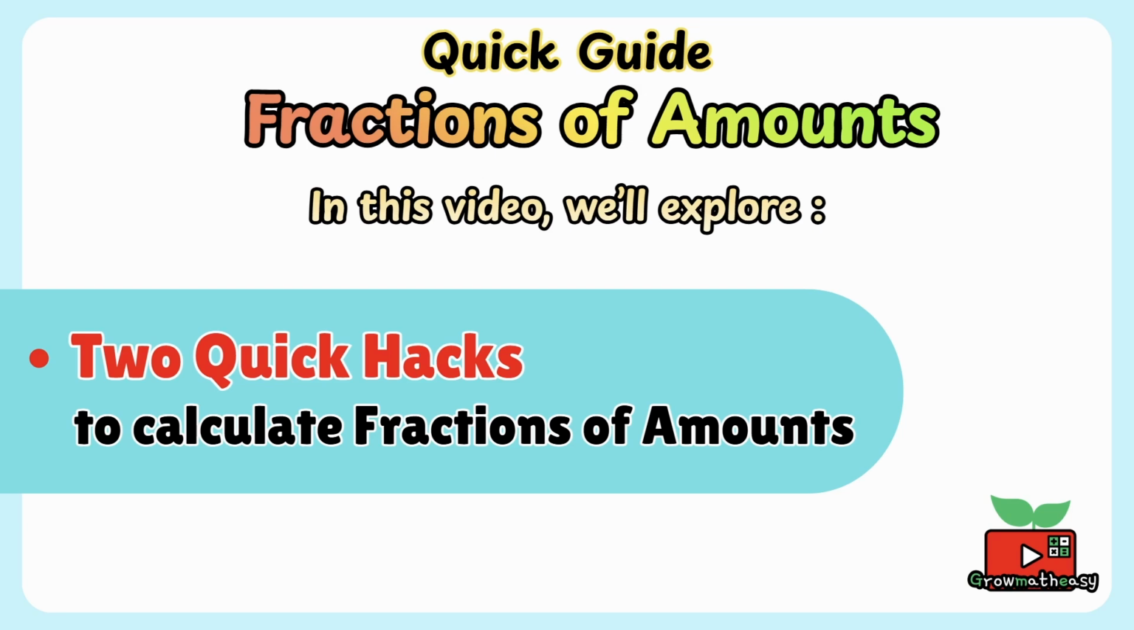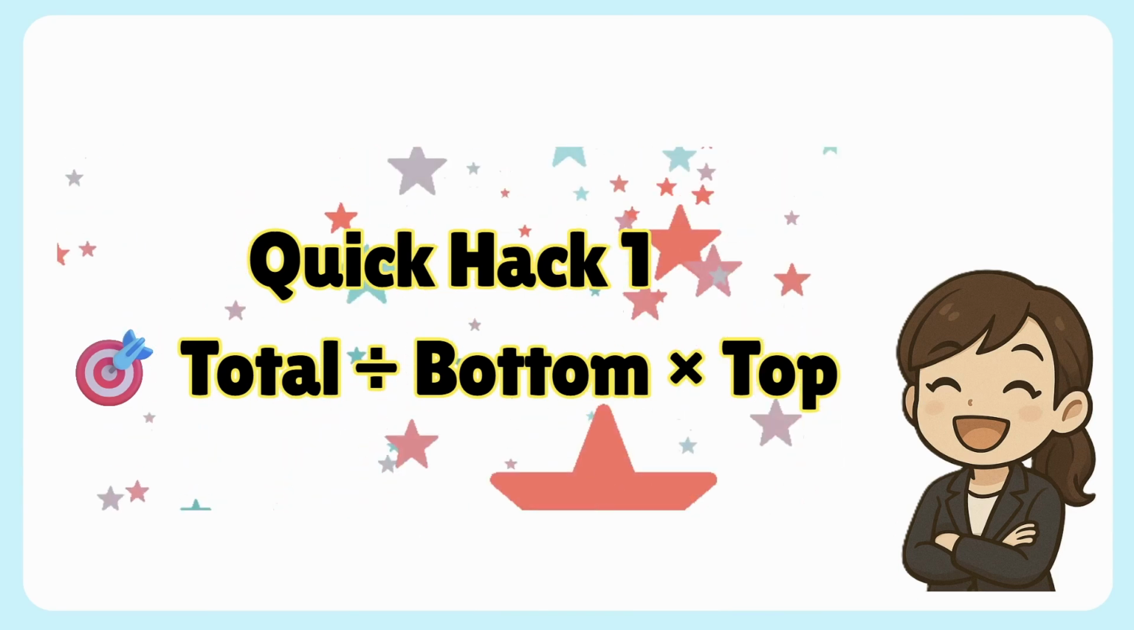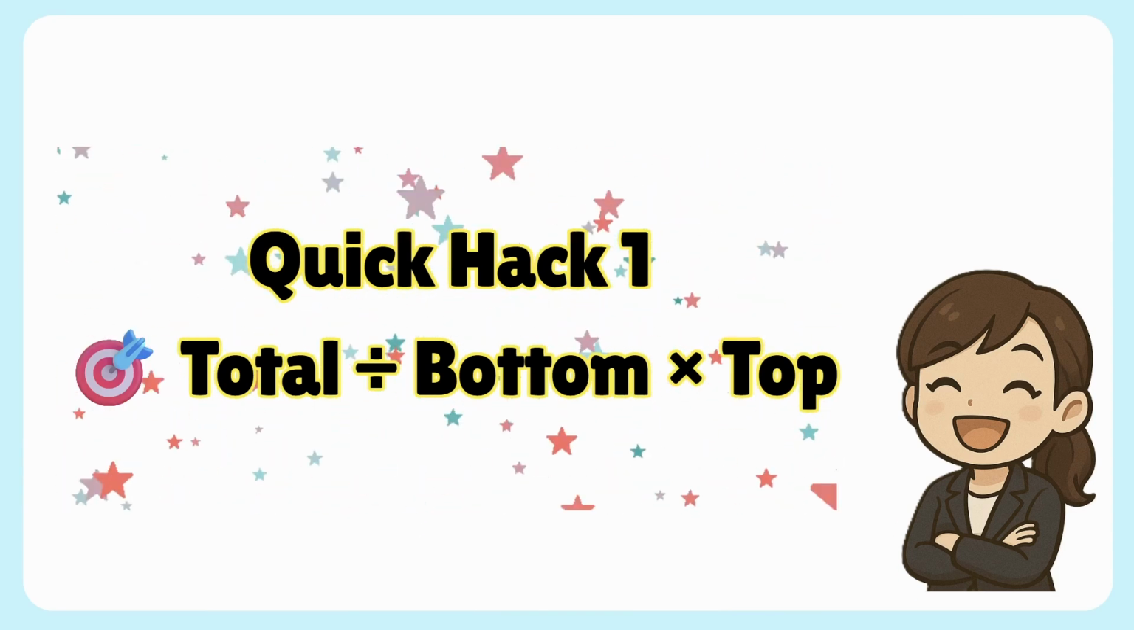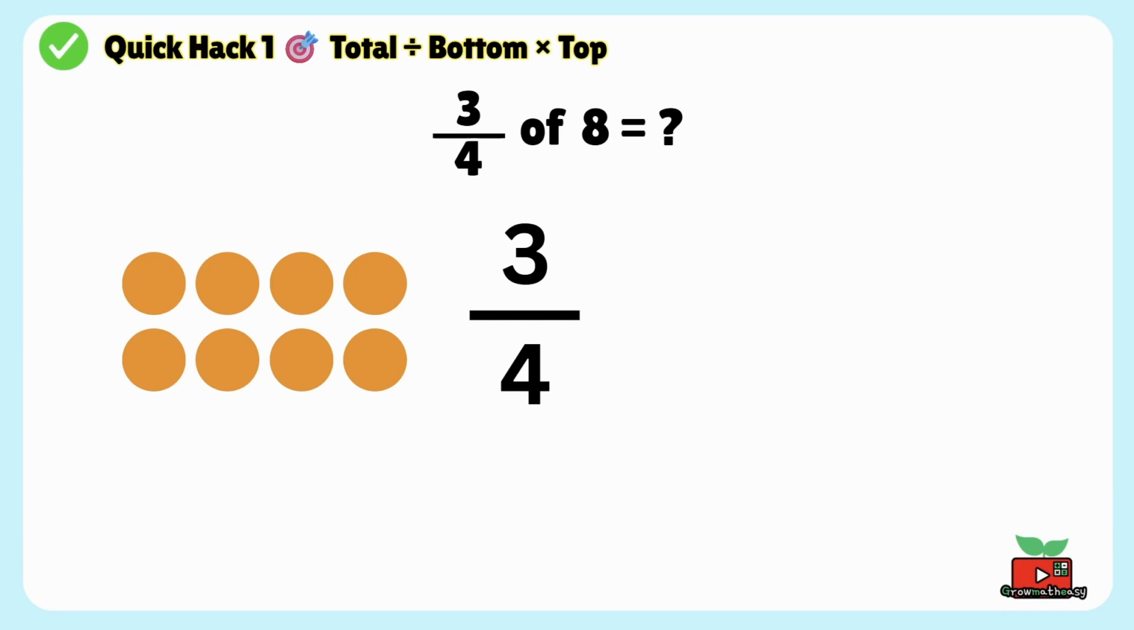Alright, let's get started. Let's start with quick hack 1. The rule is simple: total divided by the bottom number, then multiply by the top number. Let's see how quick hack 1 works when we calculate fractions of amounts.